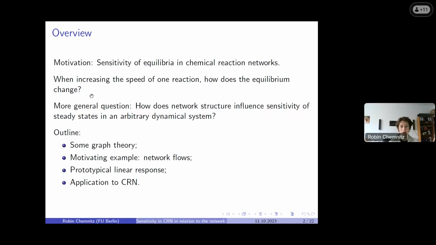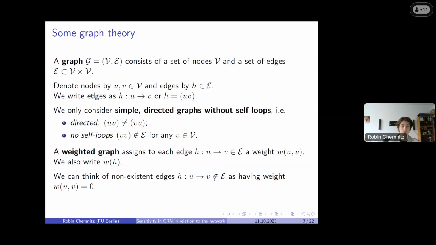So the outline is: I'll start with a little bit of graph theory. This will be necessary to define all the quantities in later parts, but will not be essential for the talk. Then a motivating example is the network flow. This will be closely related to these cars on the road. Then I will define the most abstract version of sensitivity that I could come up with, that is the prototypical linear response. And only then we will apply all of these things to chemical reaction networks and see really how powerful this prototypical linear response really is.